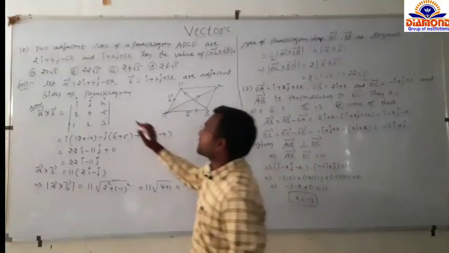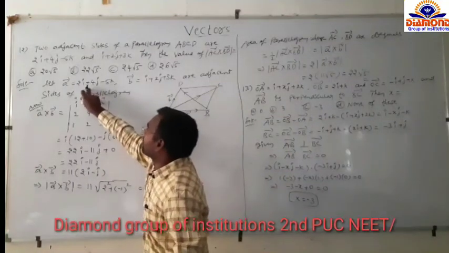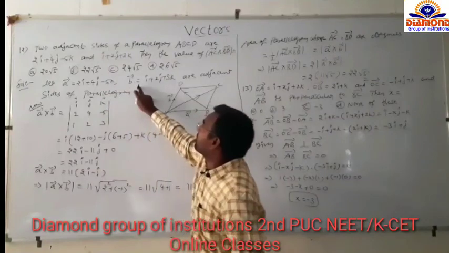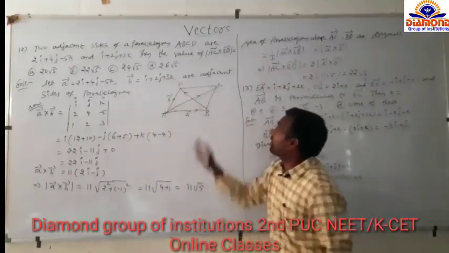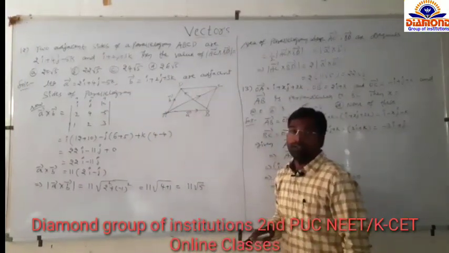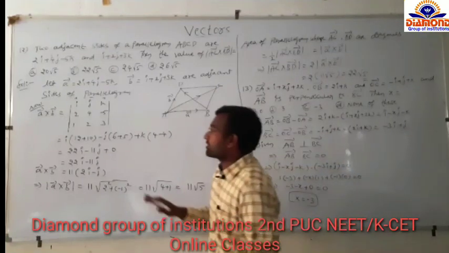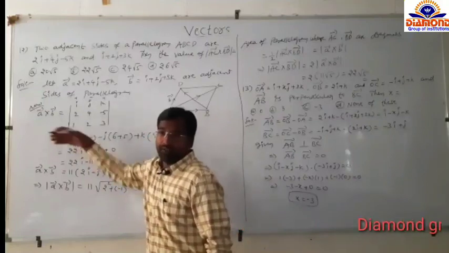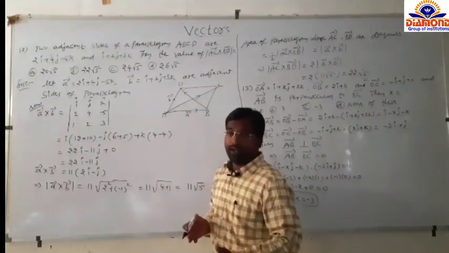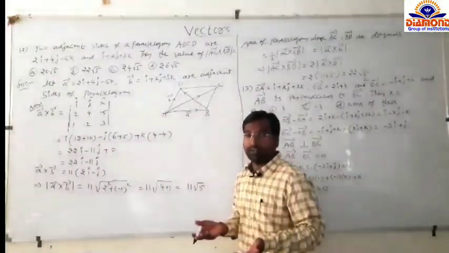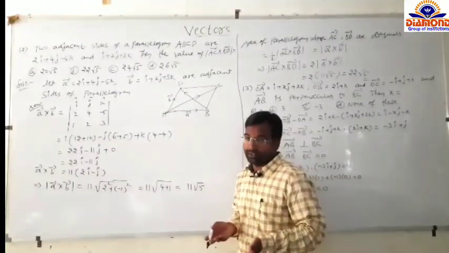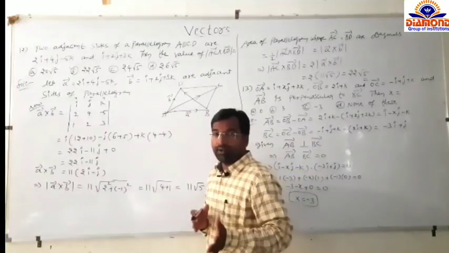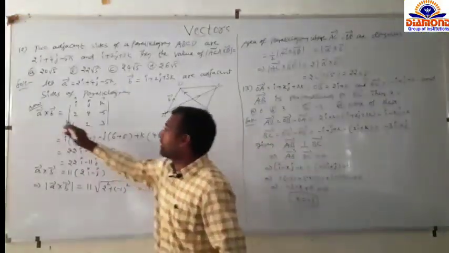So the first given vector is a bar equal to 2i plus 4j minus 5k. The second vector is b bar, i plus 2j plus 3k, which are adjacent sides of a parallelogram. First, find a cross b. Why? Because when adjacent sides are given, the area of the parallelogram formula is modulus of a cross b. That's why we first find a cross b.